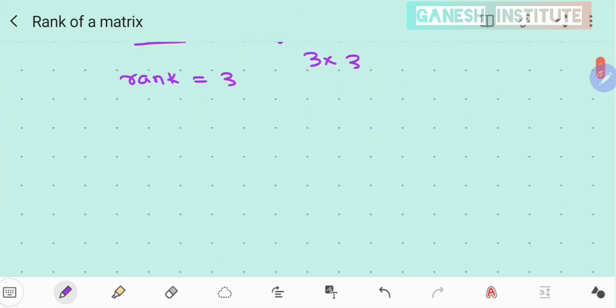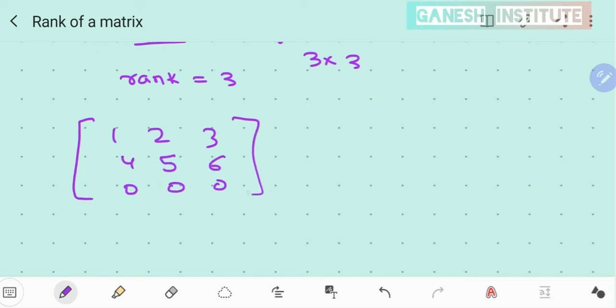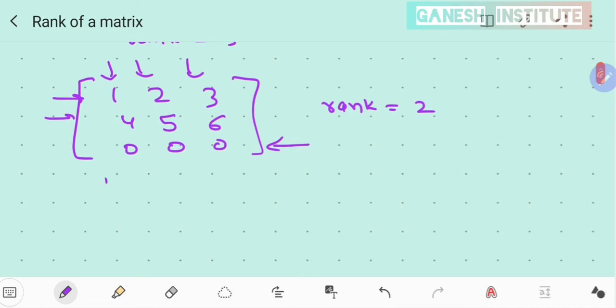But what about this sort of matrix, when you have 1, 2, 3, let's say this and this, and the third row is completely 0? That means your rank would be 2. You only have to neglect the row where all the elements are 0. You can find it through columns as well, but make sure the whole row or the whole column does not have all zeros.